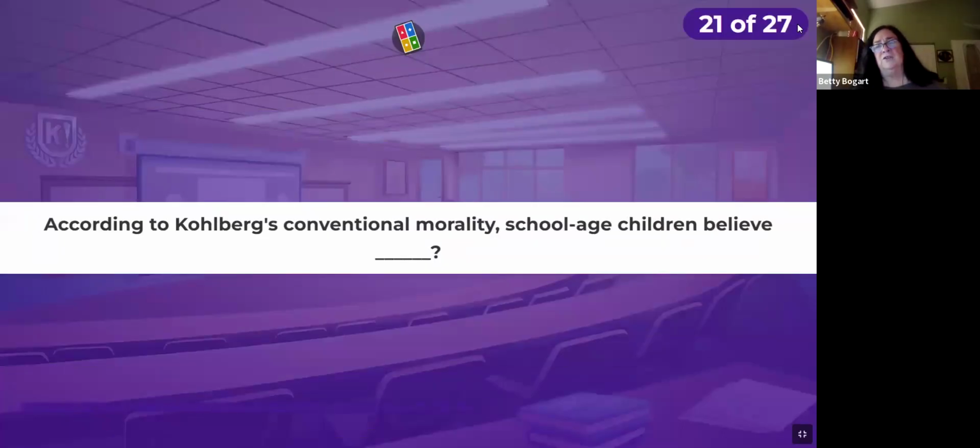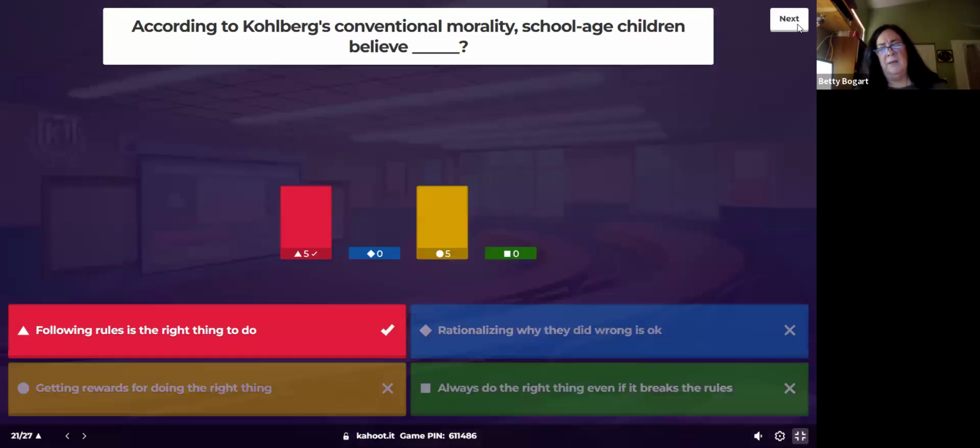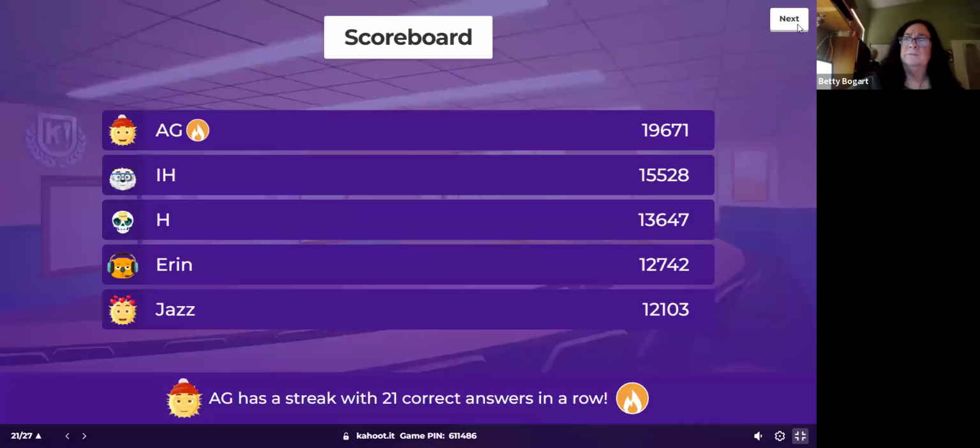According to Kohlberg's conventional morality, school-age children believe what? What are the morals in Kohlberg? What do they believe? Infants and toddlers don't have morality. Preschoolers believe in reward and punishment. What do school-age children believe? They believe they're going to follow the rules. It's the right thing to do. They conform to society, is basically it. Whatever should be done is what they want to do. They're pleasers, school age.